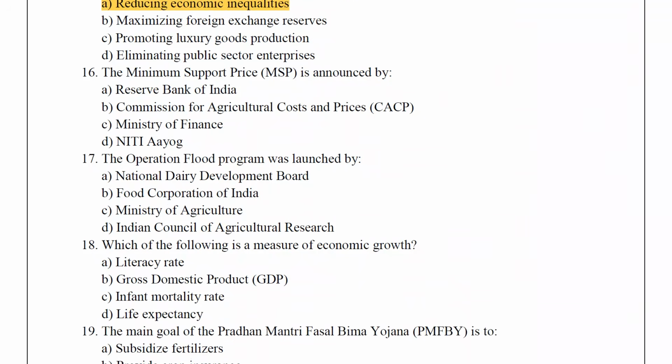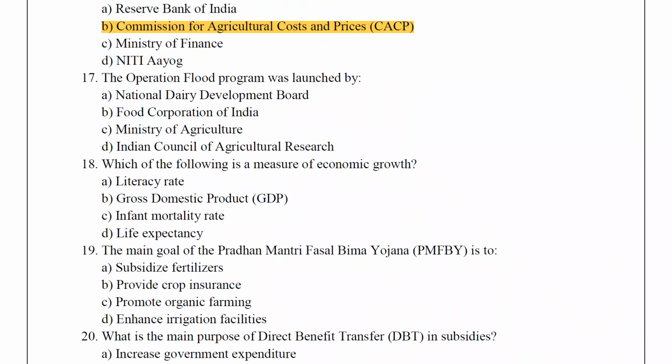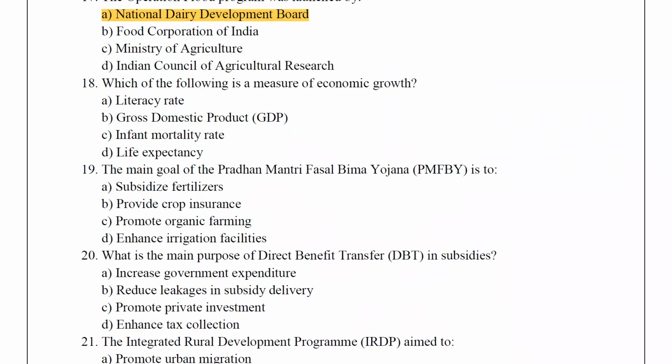The Minimum Support Price, MSP, is announced by the Commission for Agricultural Costs and Prices. The Operation Flood program was launched by the National Dairy Development Board. Which of the following is a measure of economic growth? Gross Domestic Product, GDP.